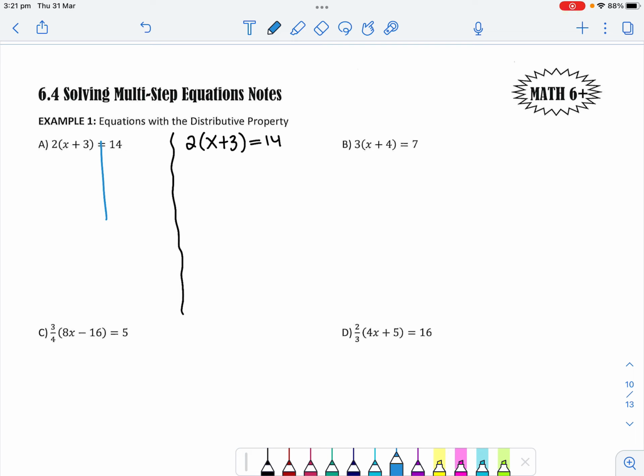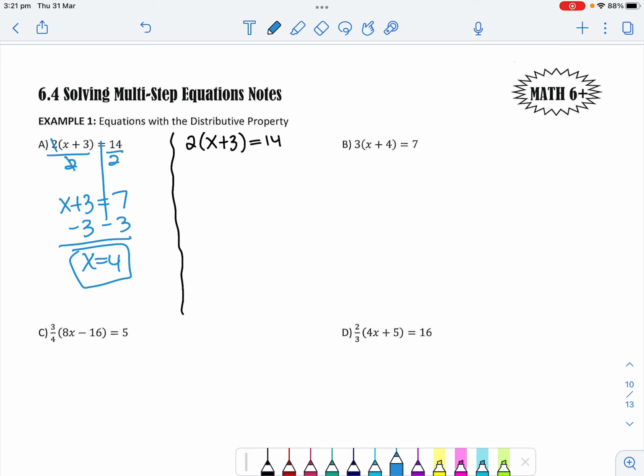In this case, 2 times x plus 3 equals 14. The 2 and the 14 are compatible with each other. So I can actually divide by 2 on both sides to get rid of that distributive property if I want to. So I can have this be x plus 3 equals 7, remembering that I have to divide on both sides. So the 2's cancel here, and then 14 divided by 2 is 7. And then this becomes a one-step equation instead of a two-step equation. So I'm going to solve by subtracting 3 on both sides. So x equals 4.